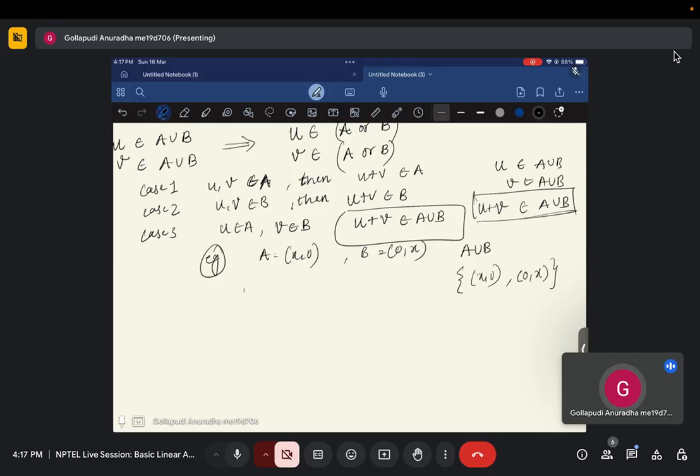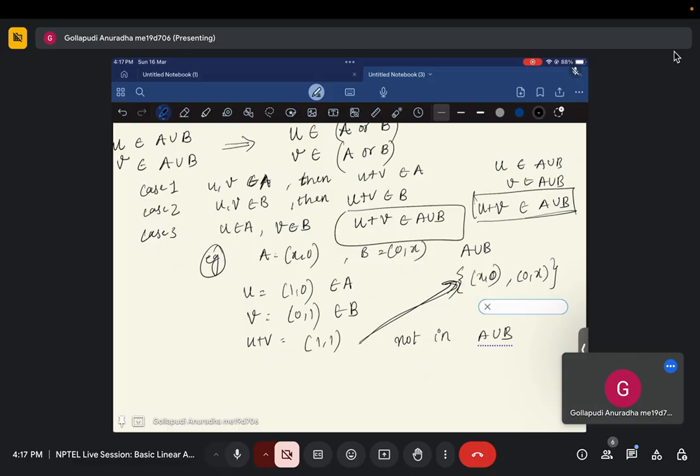Now suppose I'm taking u vector such that it's in A, and v vector such that it's in B. Now I'm adding both u and v, then I'll be getting (1, 1). But my A union B is this, so (1, 1) does not belong to this, right? So it's a false statement.